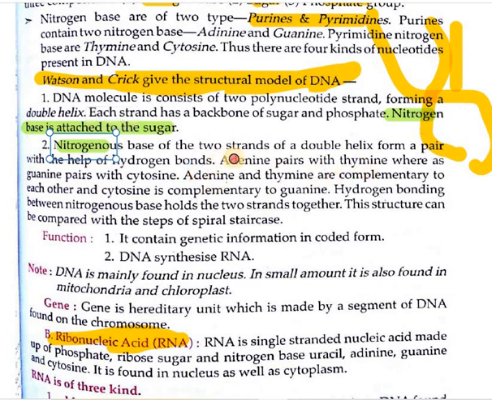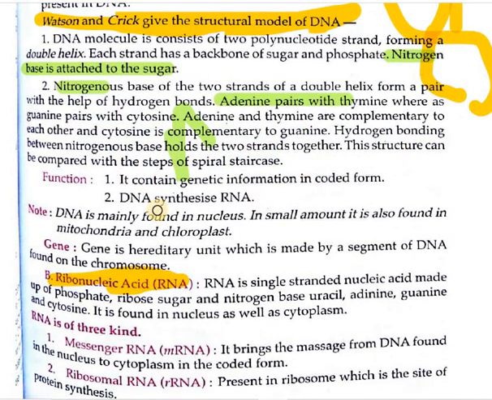Adenine pairs with thymine. So always remember, adenine will pair with thymine, and guanine will pair with cytosine. A, T, G, C. Thymine is replaced in RNA. Adenine and thymine are complementary to each other, and cytosine is complementary to guanine. Hydrogen bonding between the nitrogen bases holds the two strands together. This structure can be compared with the steps of a spiral staircase.